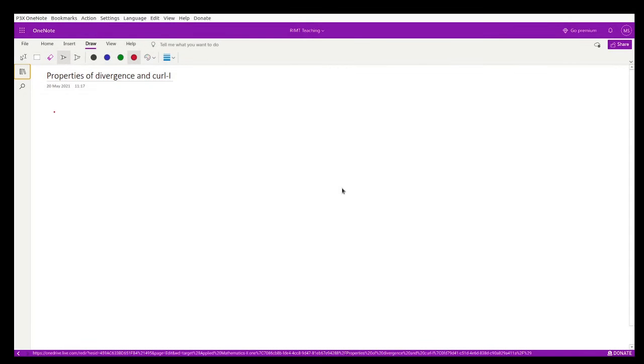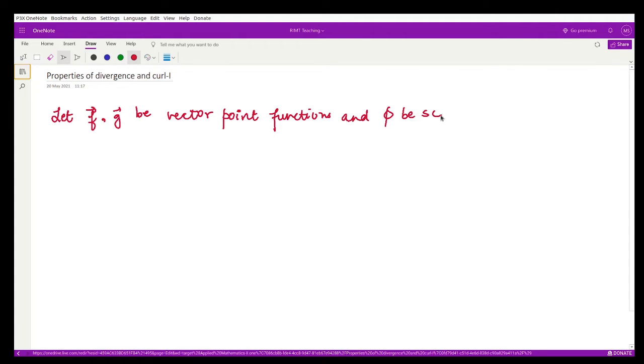Okay, so let us now discuss the properties for divergence and curls. For that, let vector f and vector g be vector point functions, and phi be a scalar point function at the position x, y, z.